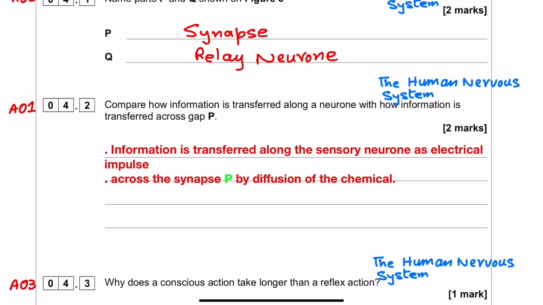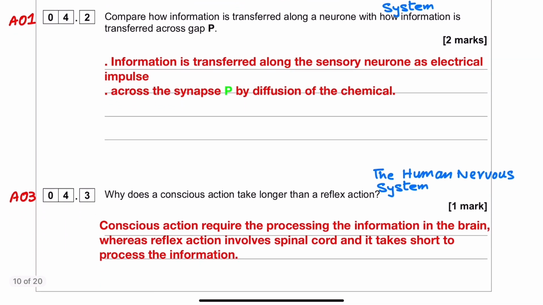Let's see the model answer. Conscious actions require processing the information in the brain, whereas the reflex action involves the spinal cord and it takes a short time to process the information.